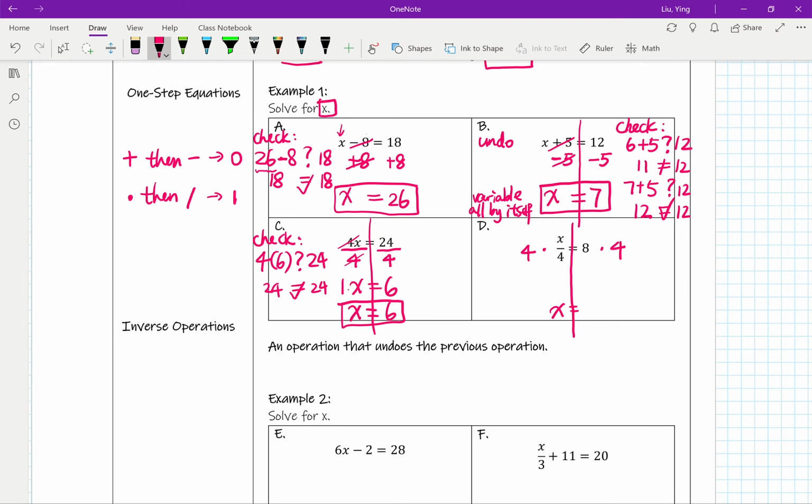So like we said before, if you divide and then multiply, it will result in just 1. So 1x, that's what's left. And then on the right-hand side, 8 times 4 is 32. So basically your answer is x equals 32. Let's do a quick check. If I replace the x with 32, divided by 4, does that balance the right-hand side, which is 8? Yes, it does, because 32 divided by 4 is 8, and the right-hand side is also 8.